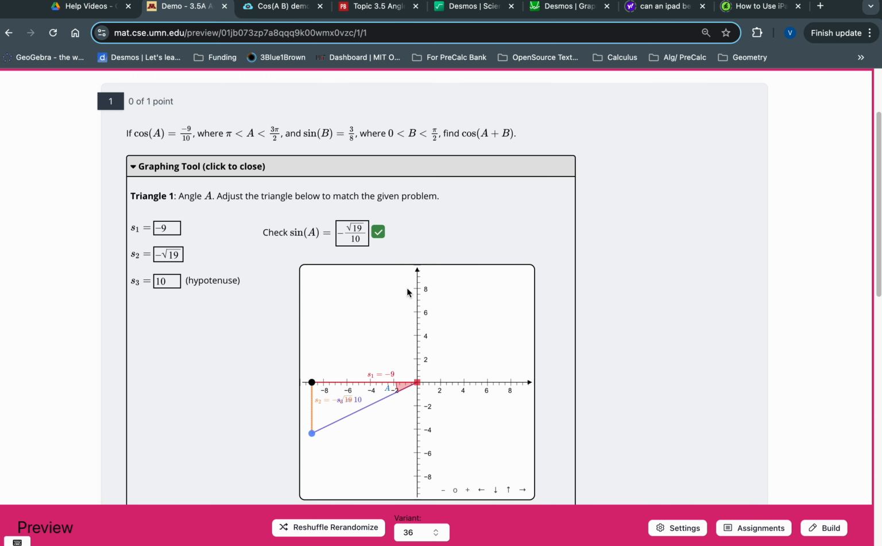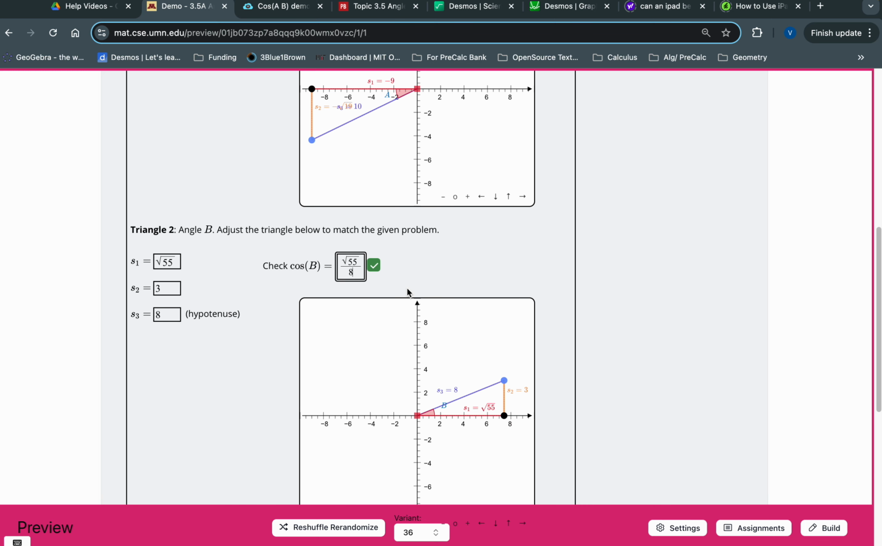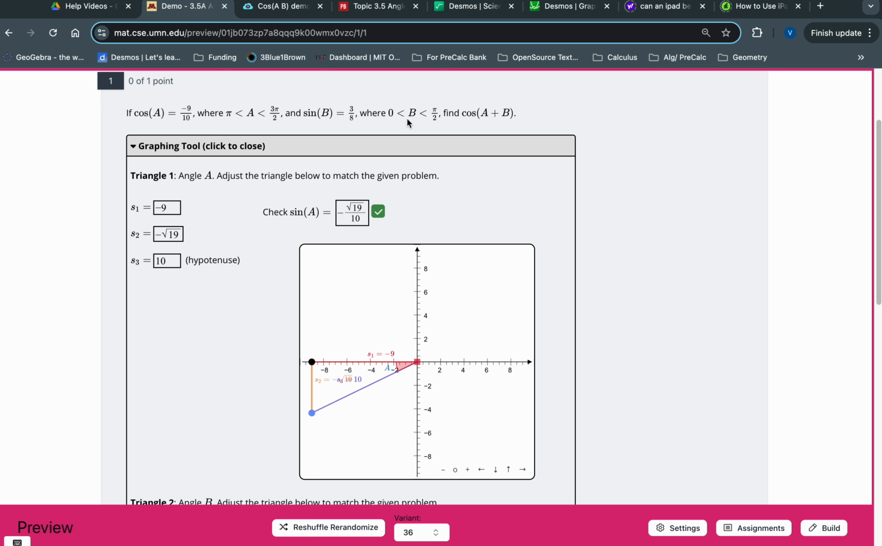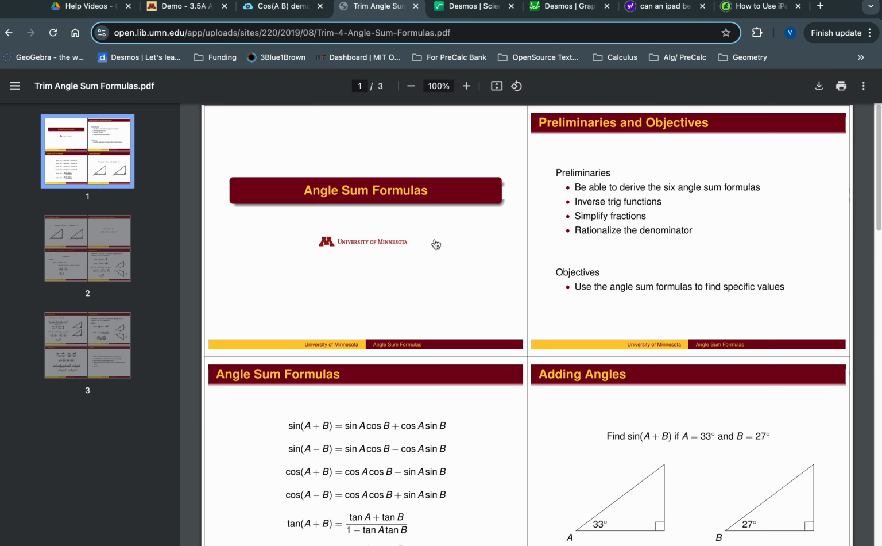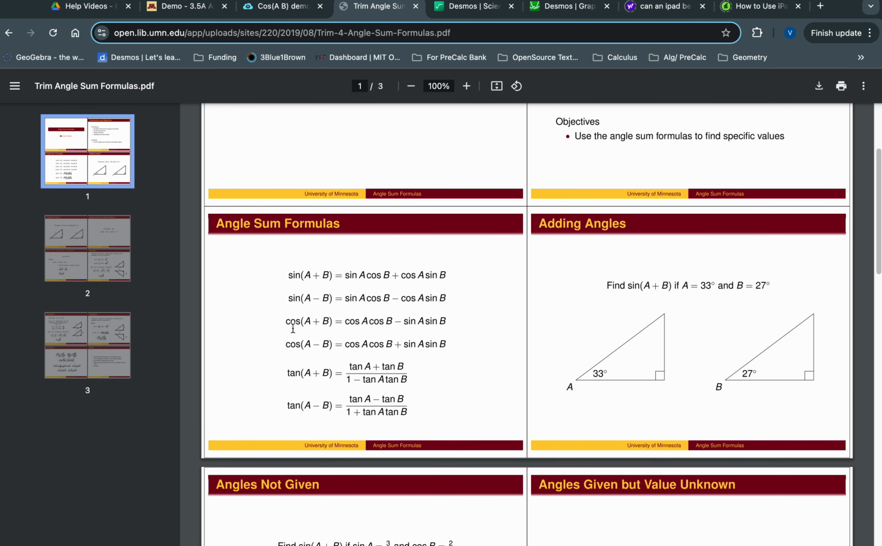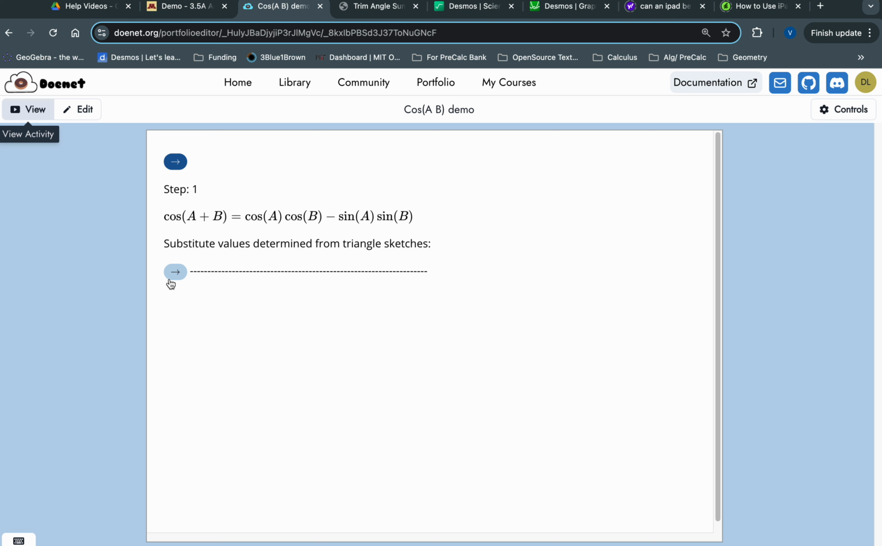the answer, but the simplification is really the hardest part of this problem. To find the correct formula to use, I like to use these slideshows in the textbook. So let's see, we're looking for the cosine of A plus B, so we need to use this one right here. And we'll just walk through that simplification.